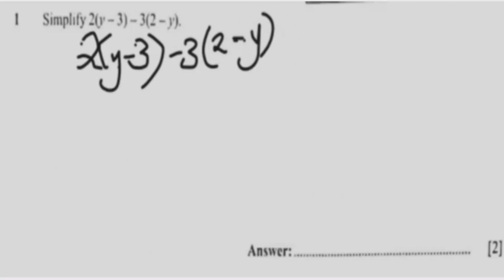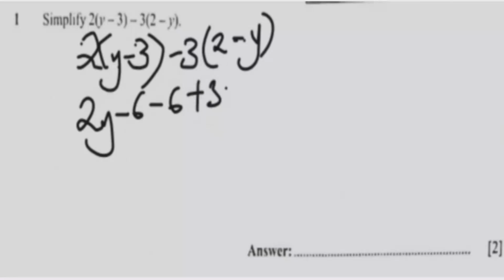Next, I'm going to expand these expressions. That means I'm going to multiply every element in brackets by the number which is outside. So 2 times y will give me 2y. 2 times negative 3 will give me negative 6. Negative 3 times 2 will give me negative 6. Negative 3 times negative y will give me positive 3y.